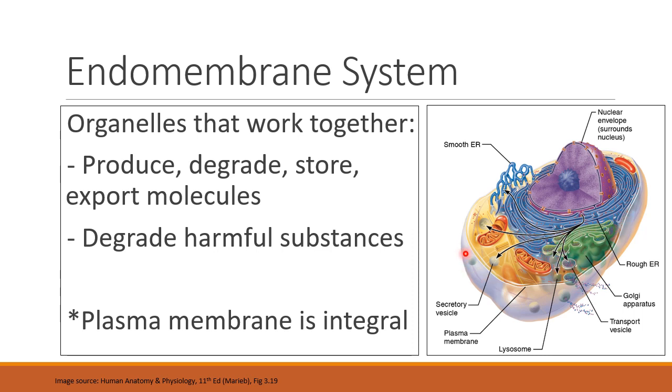And then the plasma membrane here is an integral part of it, even though it's not technically an endomembrane, because what happens is that these little transport vesicles will come out and merge with the plasma membrane, and that's how those little proteins are expelled out of the cell through interaction with the plasma membrane. So the endomembrane system consists of the nuclear envelope, smooth endoplasmic reticulum, rough endoplasmic reticulum, the Golgi apparatus, and then these little transport vesicles.